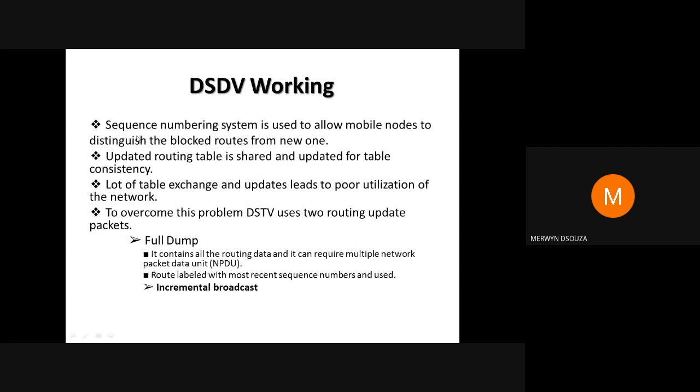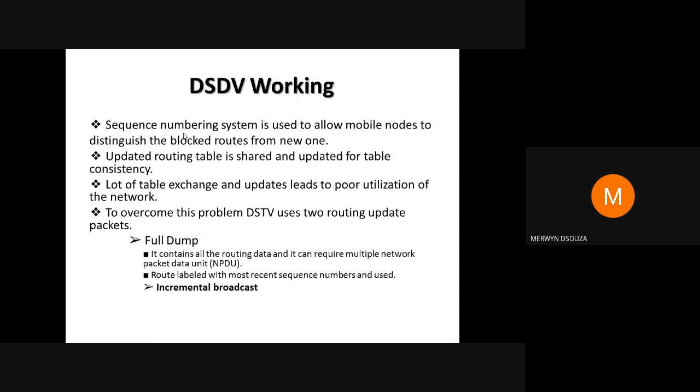So like I told you previously, they are using a sequence numbering scheme to update the routes. Whenever you use sequence numbering, I will take an example and show you how it works, so don't worry about it. Right now you just need to know that sequence numbering is used to avoid loops and also to avoid blocked routes.